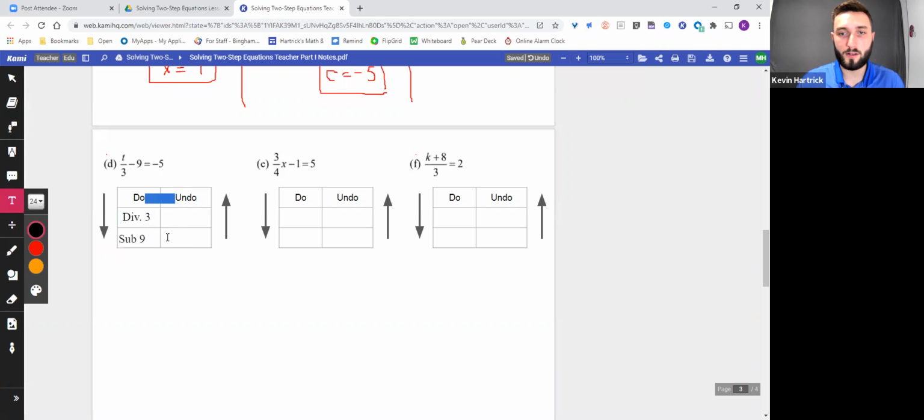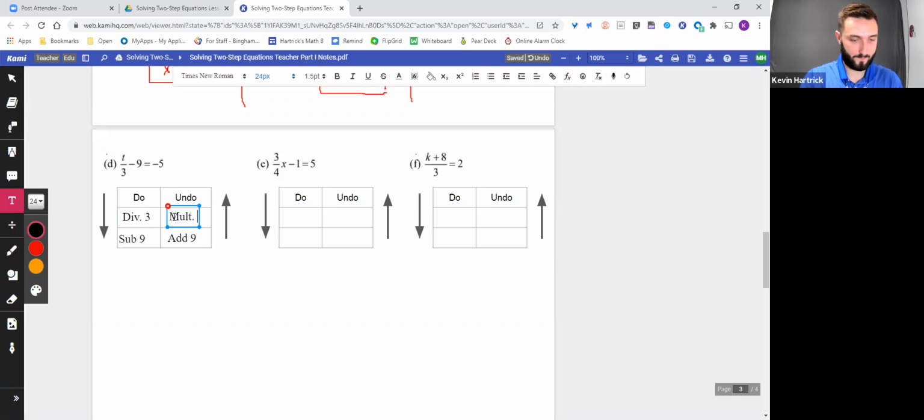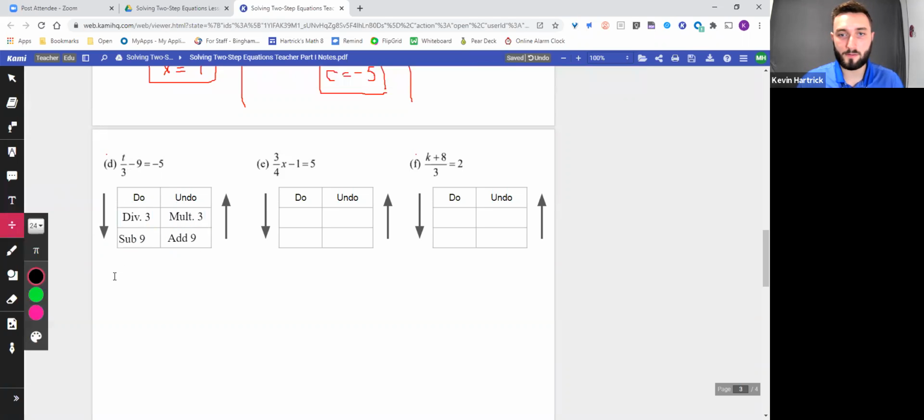Okay. Now to undo a subtracting by 9, we have to add 9. And to undo a dividing by 3, we have to multiply by 3. Okay. Simple enough. Now that I know my steps, it should be fairly straightforward. So we have t divided by 3. Let me just rewrite it. Minus 9 equals negative 5.